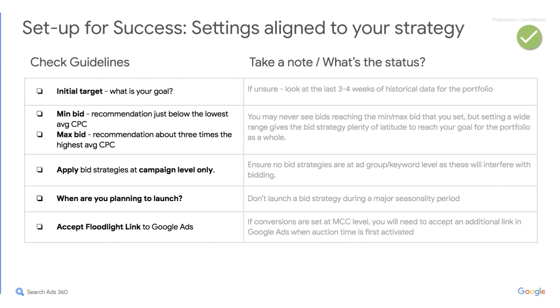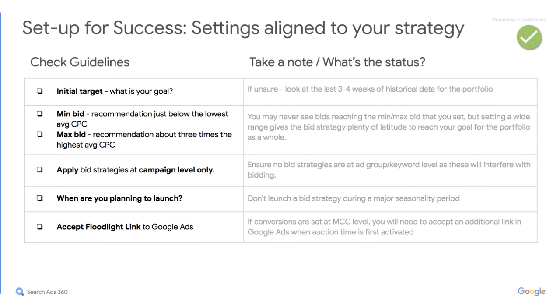Bear in mind that at the moment we are only applying auction time bidding at campaign level only. It's not supported at deeper level like ad group or keyword. And if you're planning to launch soon, maybe right now is a good moment because we're not in seasonality period, but we will be soon.